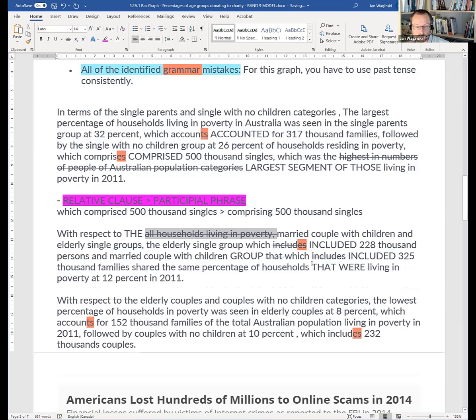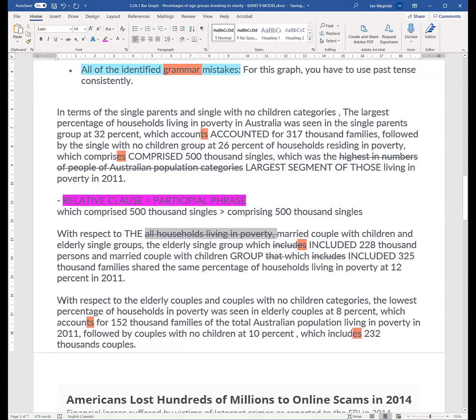See, "that we're living" is the relative clause version of this. You get rid of "that," and you get rid of the auxiliary, and it's "living." This is a very good example of that. And here again, you've got "with respect to the groups." Instead, you could do "with respect to married couples with children and elderly singles." You could go on like that.